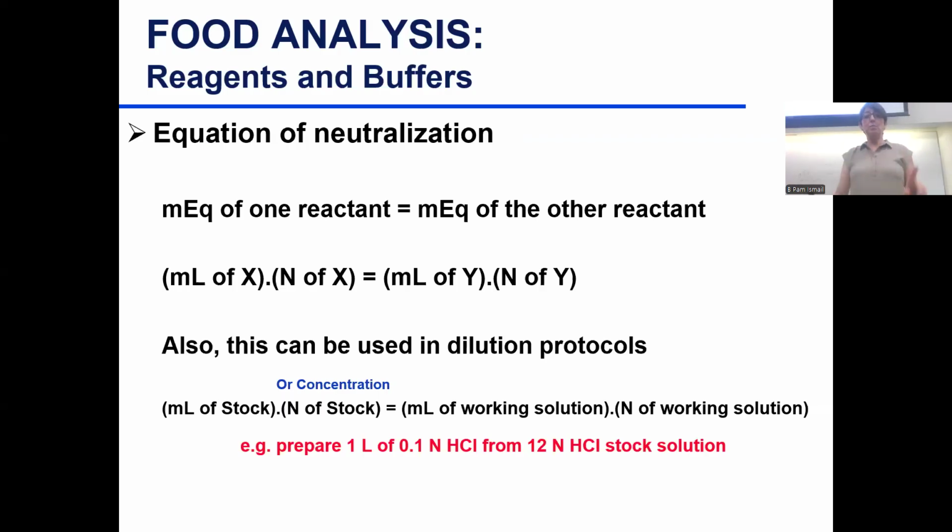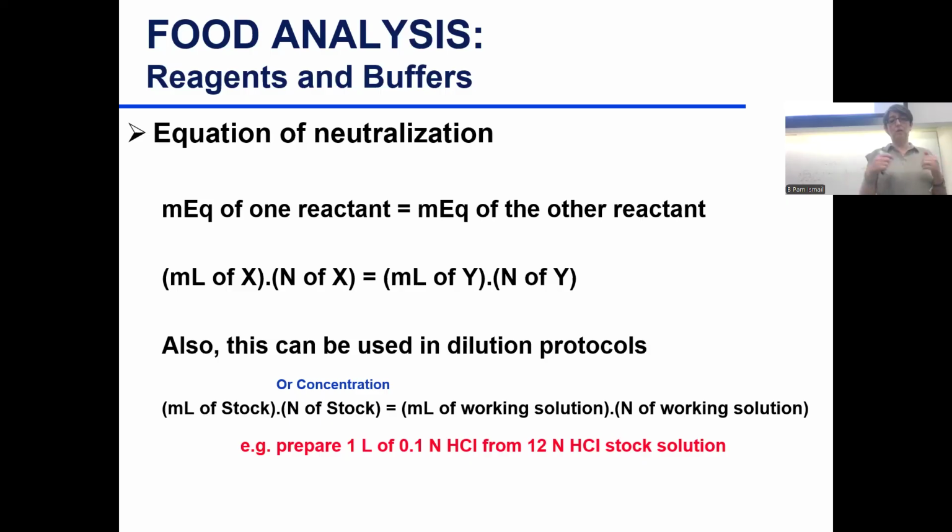At equilibrium, milliequivalents of one reactant equal milliequivalents of another. And usually it is milliliters of a specific component times its normality at equilibrium equals milliliters of the other component times its normality. So, like I said, it's very common.